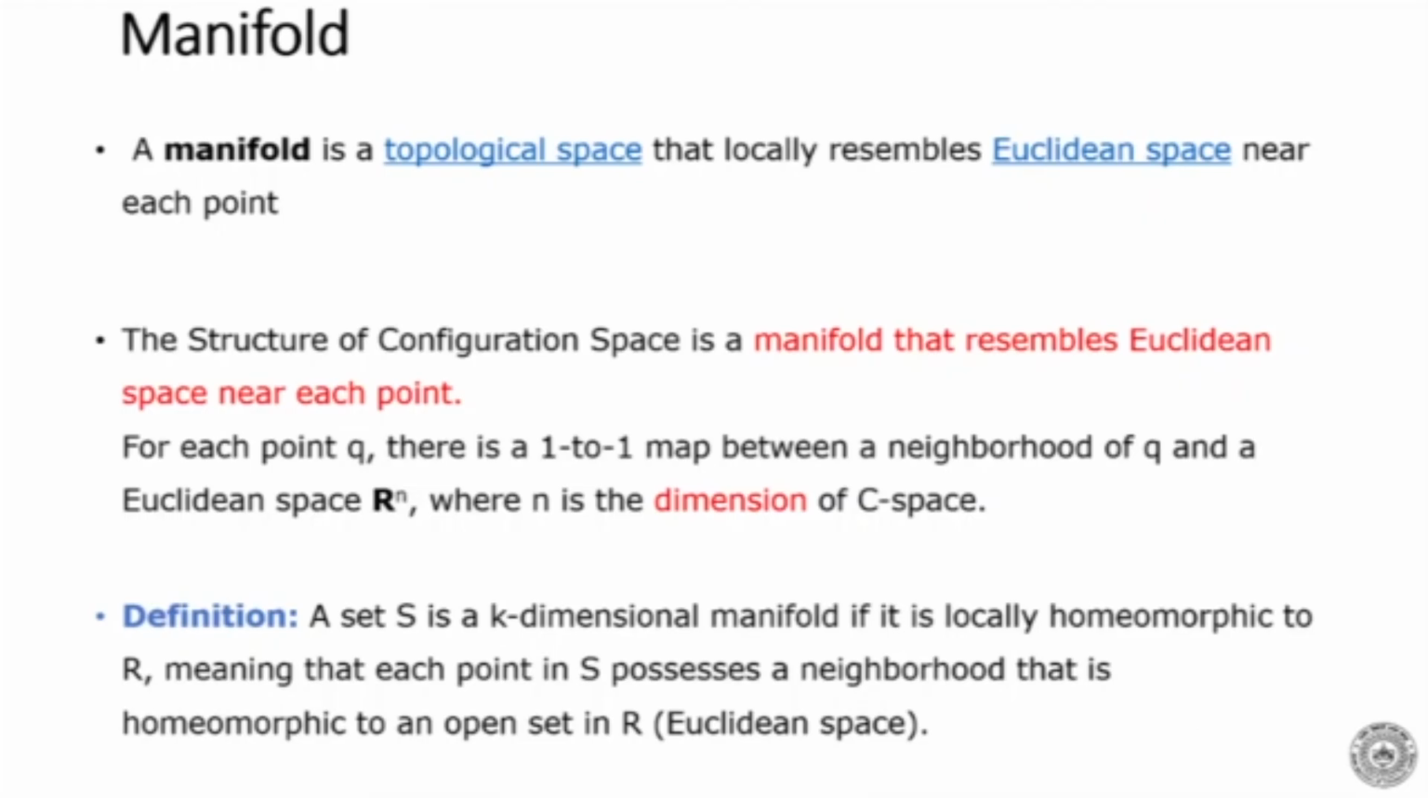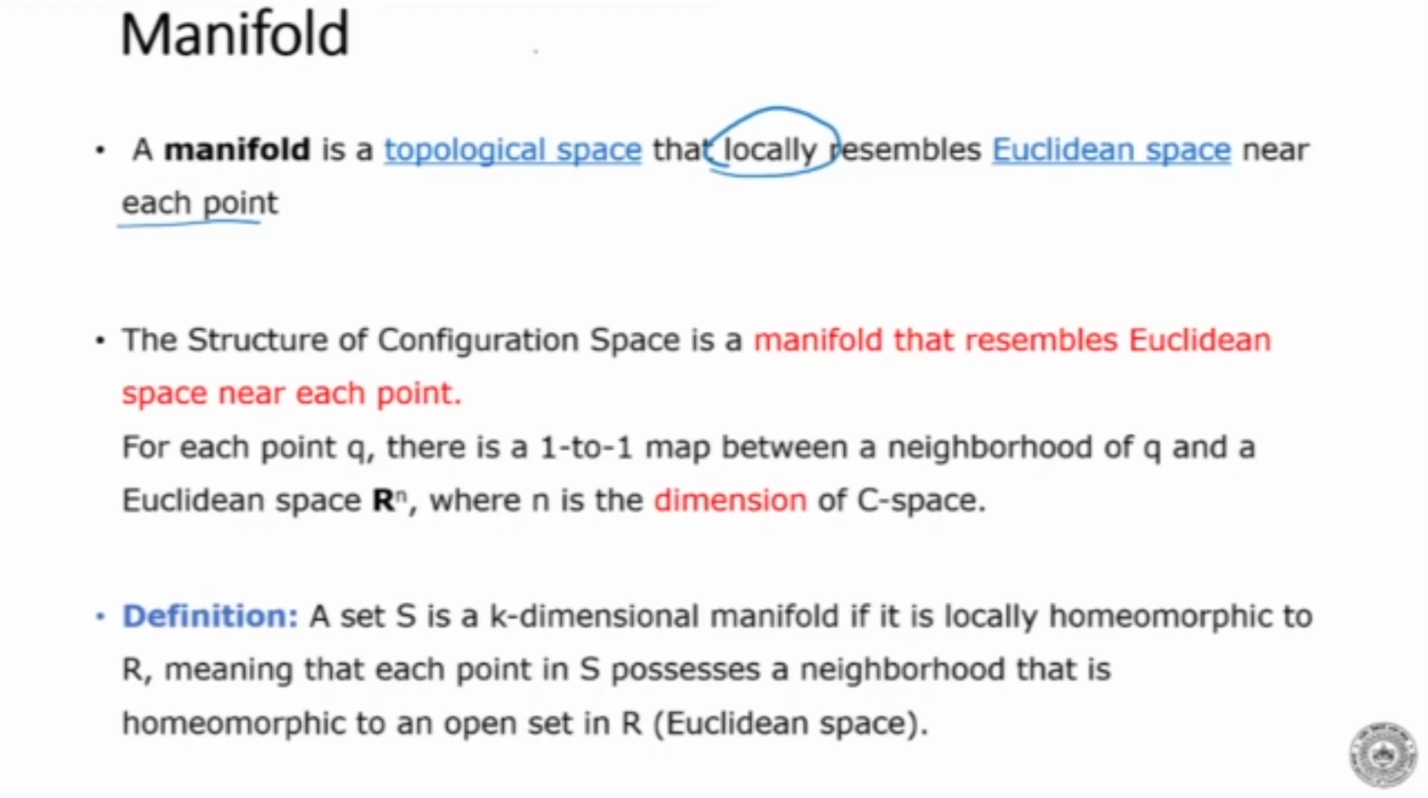Okay. So a manifold is a topological space that locally resembles Euclidean space near each point. Okay, it is locally, not globally. Okay, what is this local and global? Is that all throughout it may not represent, but at local points it does represent Euclidean space.